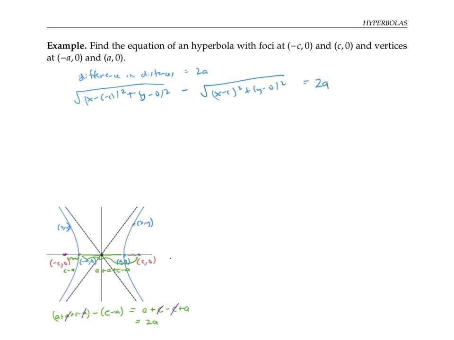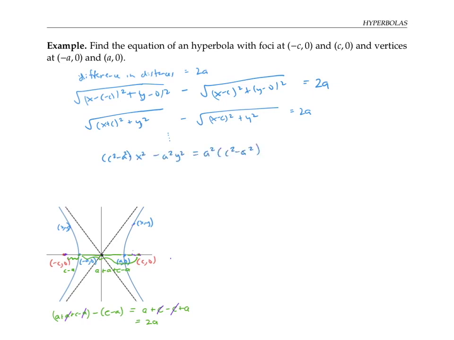I'll clean up the inside of the square root a bit. After that, a chunk of algebra, which I won't do here, allows you to simplify this equation to (c squared minus a squared) times x squared minus a squared y squared equals a squared times (c squared minus a squared).